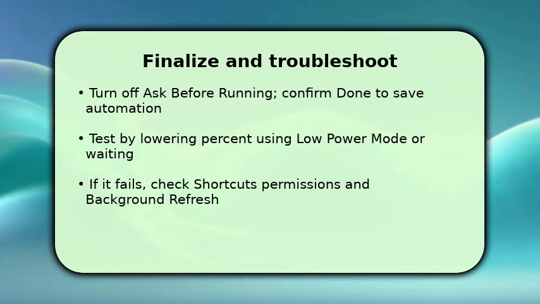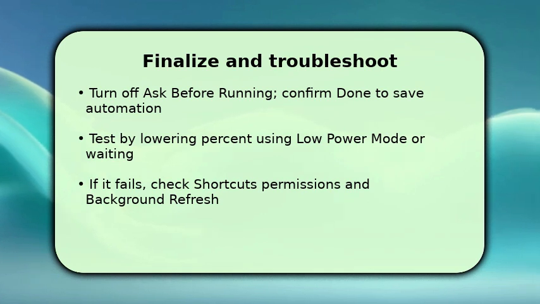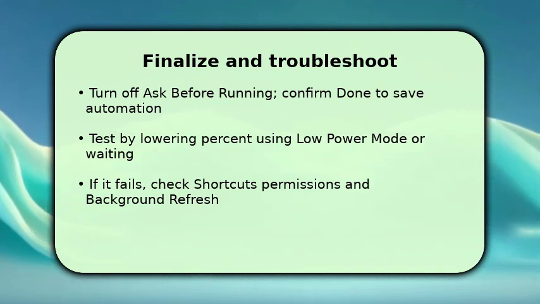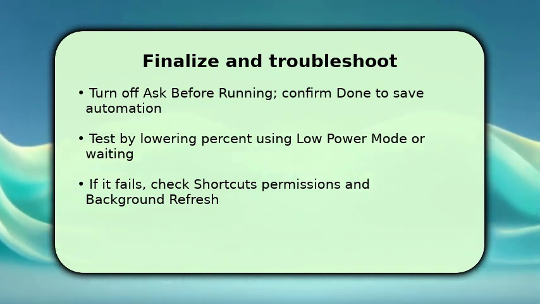If nothing happens, make sure Shortcuts has permission for notifications and background app refresh is enabled. Also check that focus modes and Do Not Disturb can block alerts. If still blocked, reboot the phone and rerun the automation test to confirm it.